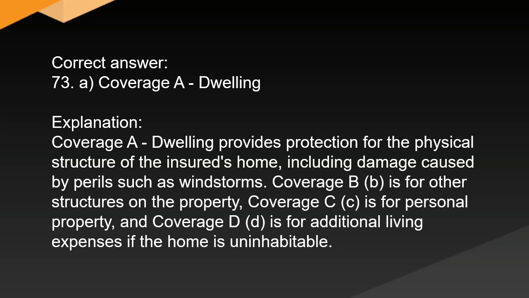Correct answer: A. Coverage A, Dwelling. Explanation: Coverage A, Dwelling, provides protection for the physical structure of the insured's home, including damage caused by perils such as windstorms. Coverage B is for other structures on the property. Coverage C is for personal property. And coverage D is for additional living expenses if the home is uninhabitable.